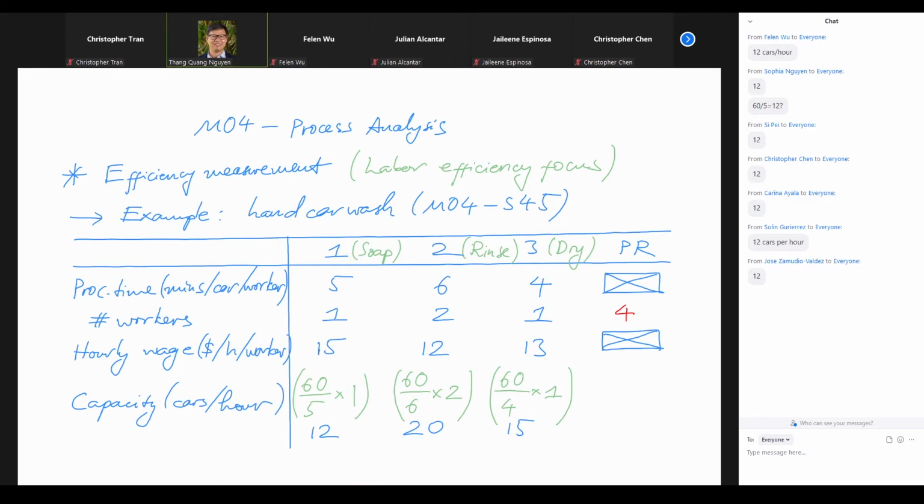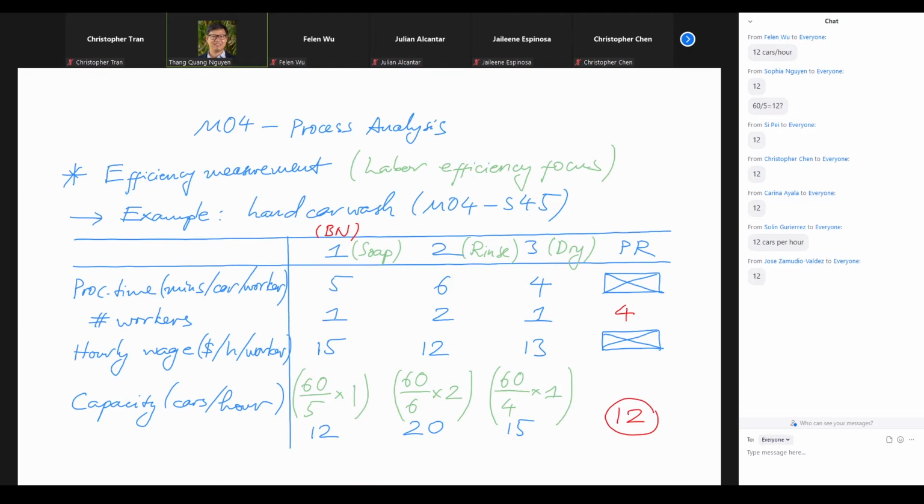So the bottleneck is the resource with the smallest capacity. In this case, the bottleneck is resource number 1, which is the soap station, right? And if we talk about the process capacity, then the process capacity equals the capacity of the bottleneck. So we have that 12 right here. Of course, that's a very important number.